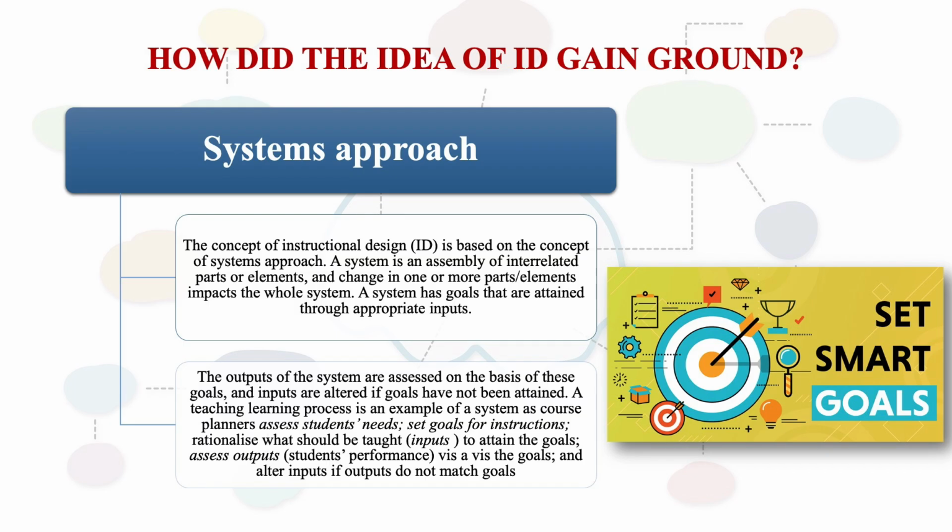As course planners, what do we do? We begin with the assessment of students' needs, that is, what do they want to learn, what do they need to learn, and then we set goals for instruction. For example, my student is not very clear about the difference between teaching and instructions. Therefore, my goal is to help the learner to clarify how instructions are different from teaching. And this helps us to rationalize what should be taught.